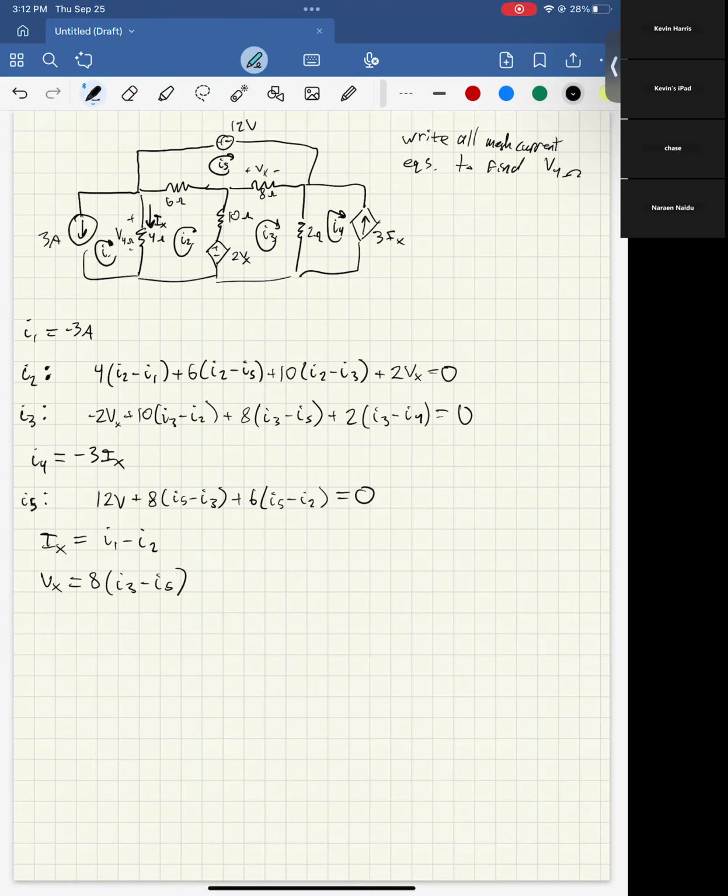And now we have our 7 equations, 7 unknowns, and you could plug this all into a calculator. But hopefully, as you can see, it's kind of a straightforward process. You just go around the loop, write your equation. If there's a current source, it's easy for you and it tells you. But yeah, very cool.